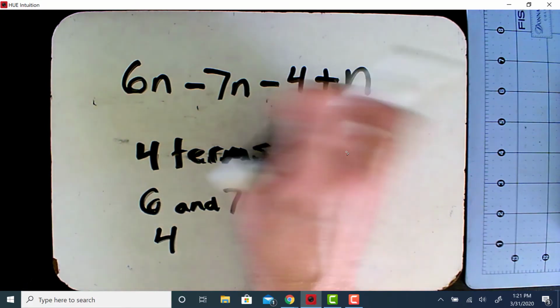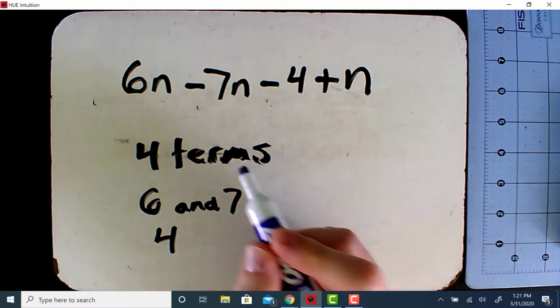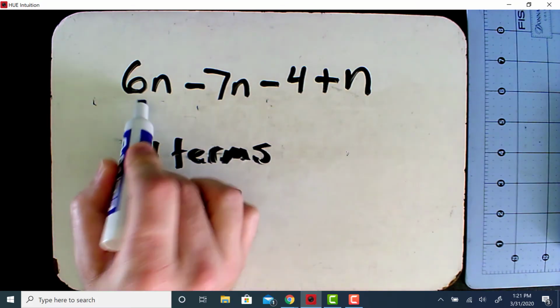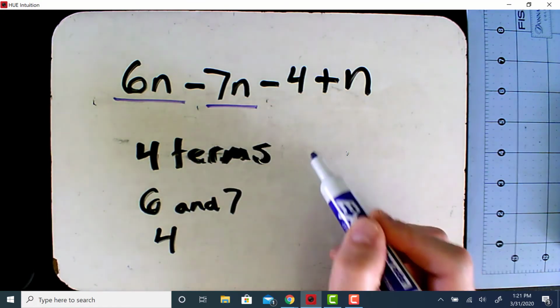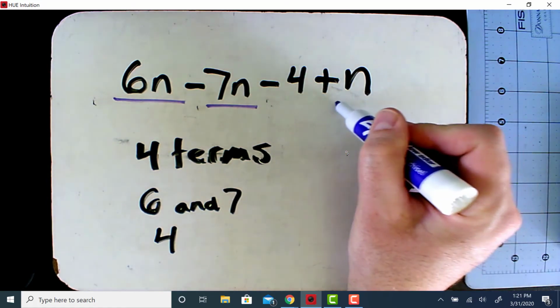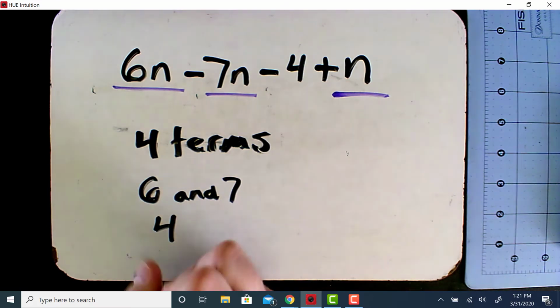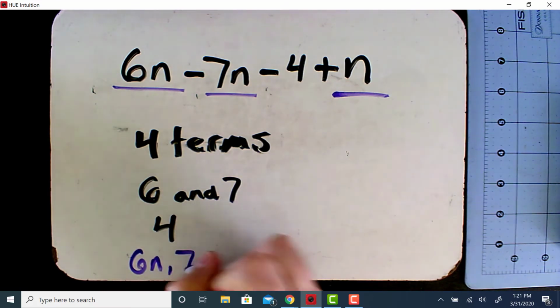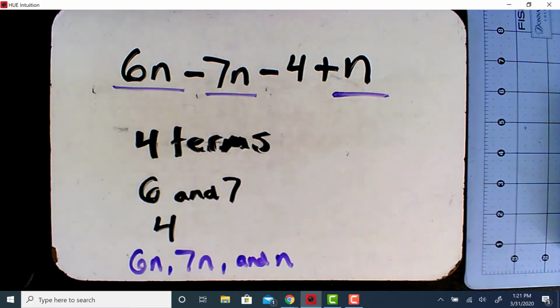And finally, do I have any like terms? Now remember, like terms are any terms that have the same variable or that are both constants. So I notice that my first one, 6n, has an n. Notice my second term also has an n. The third term does not have an n, so it's not a like term. And the fourth term also has an n, so yes, it's a like term as well. So I have 3 like terms. So if I was making a list of my like terms, I'd have 6n, 7n, and n.